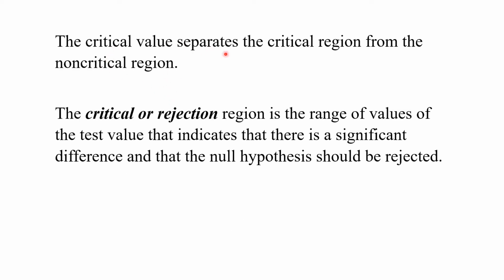The critical value separates the critical region from the non-critical region. Okay, so dun sa ating normal curve, diba, kung natatandaan, meron dong shaded part. Okay, so kapag two-tailed, dalawang tailed yung shaded doon. Kapag one-tailed, okay, so isang tail lang yung merong shade. So yung shaded part, that is the rejection region. That is the critical or the rejection region.